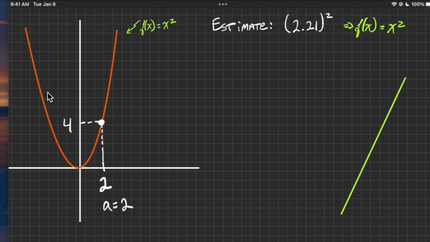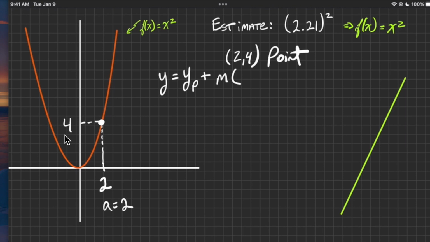So folks, we already have our point. Our point is going to be 2 comma 4. Okay. Now, let's go ahead and write our point slope formula. Point slope formula is going to be y equals the y value of our point plus the slope times x minus the x value of our point. We already have our point, so we're going to go ahead and plug it in. So y is going to equal 4 plus m x minus 2.